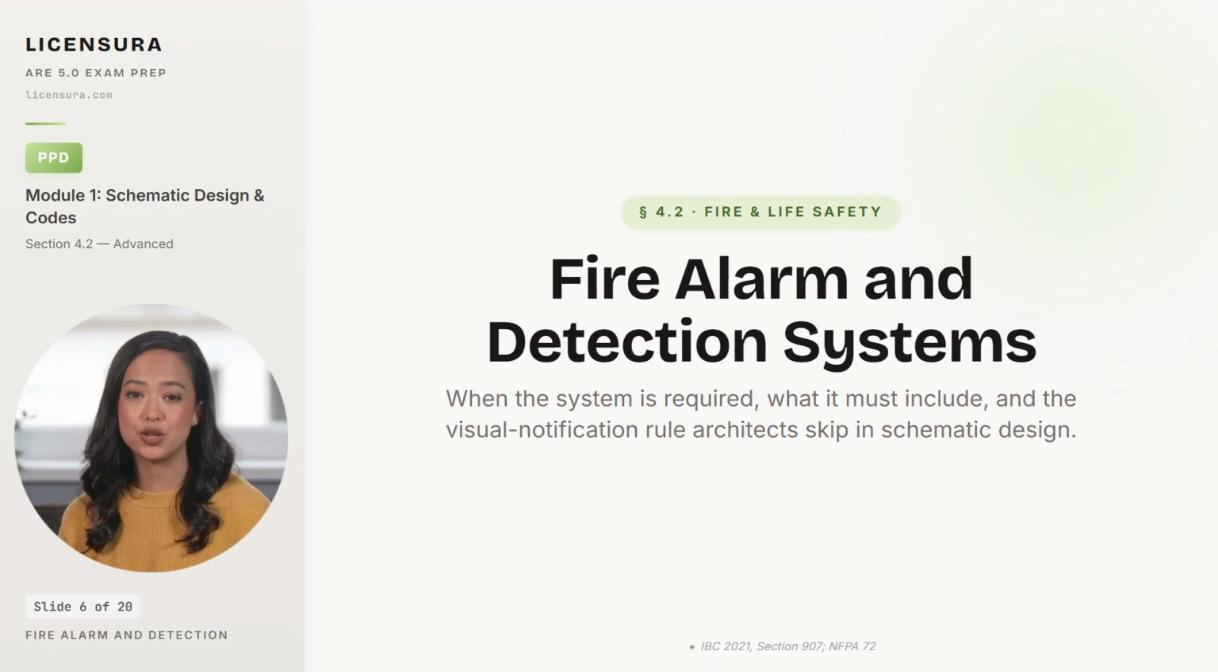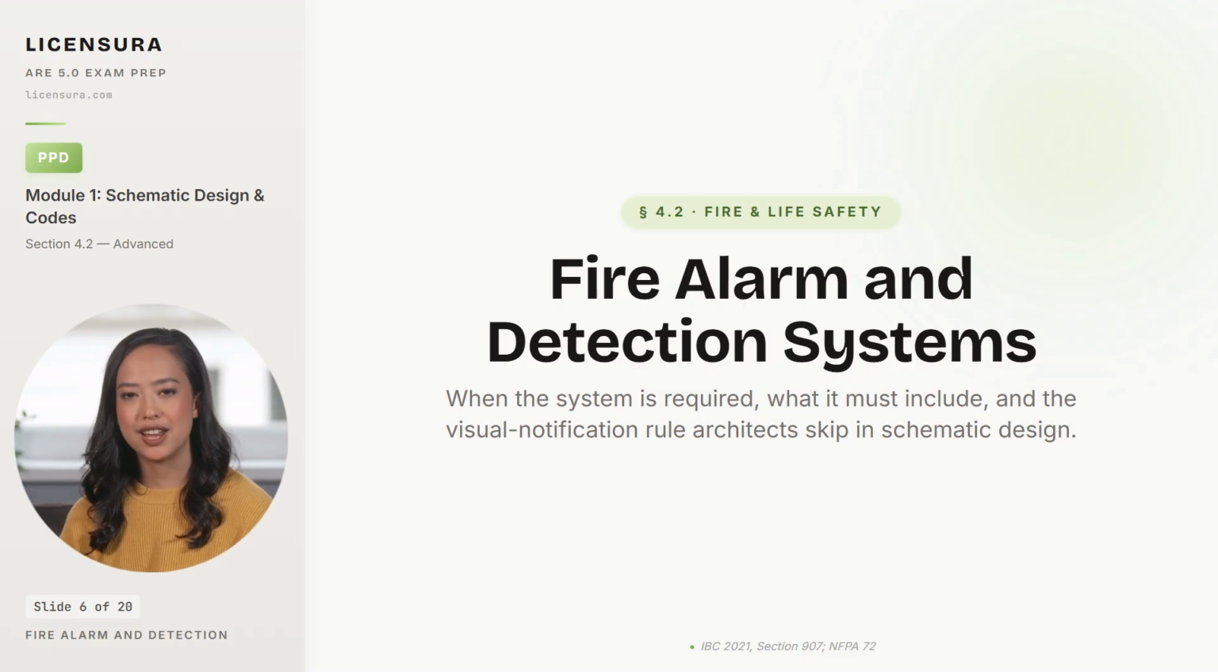Most architects assume a fire alarm is a single product they specify and forget. It is not. It is a system, and the IBC tells you when the system is required, what initiation devices it must include, what notification appliances must accompany them, and which occupancies trigger automatic detection on top of the manual pull station baseline. Section 907 governs the rules, and NFPA 72 governs the installation.